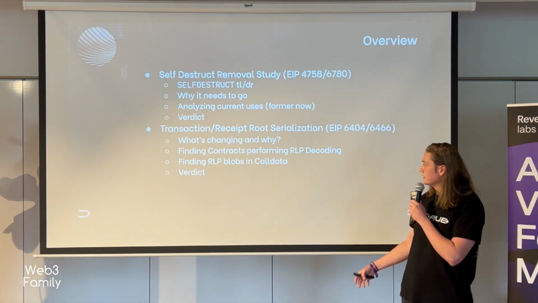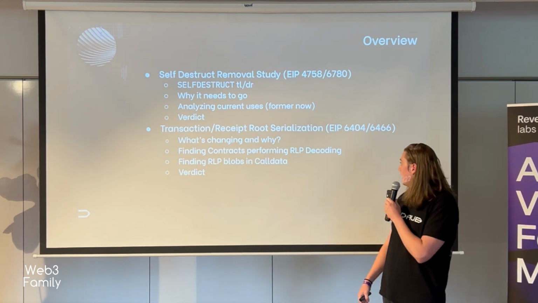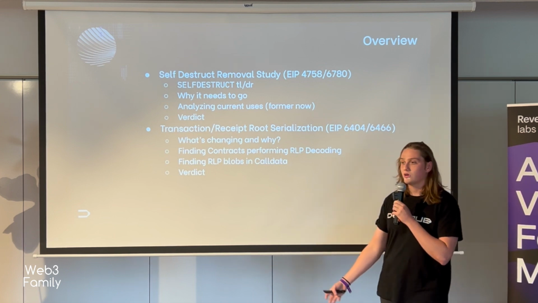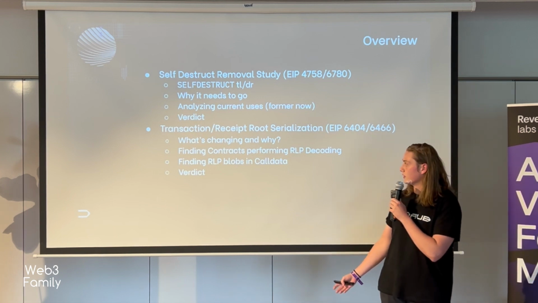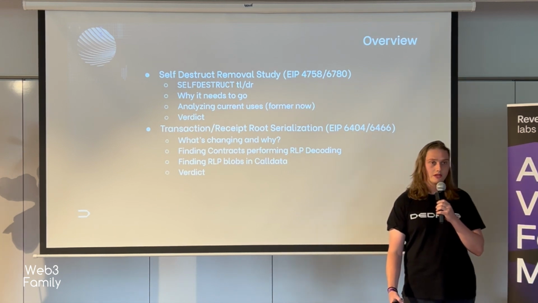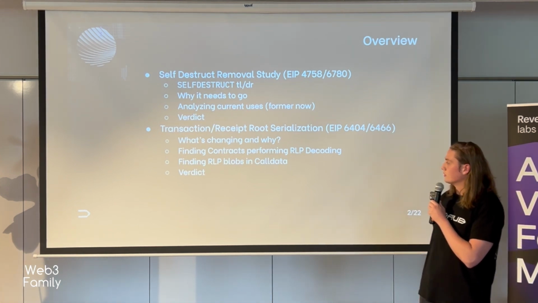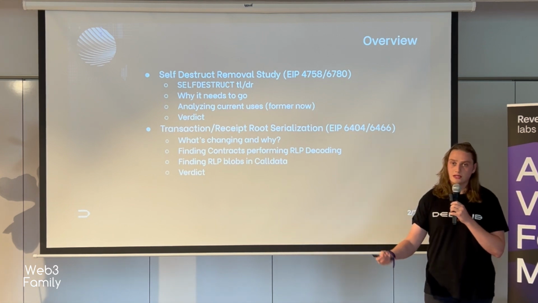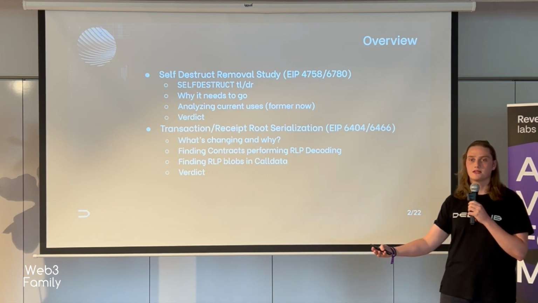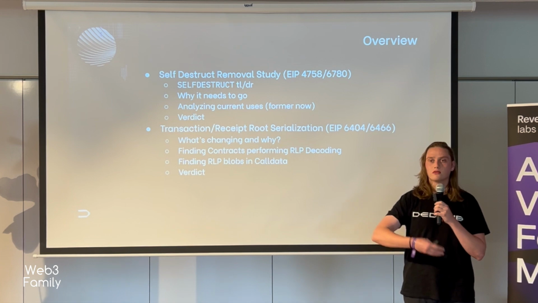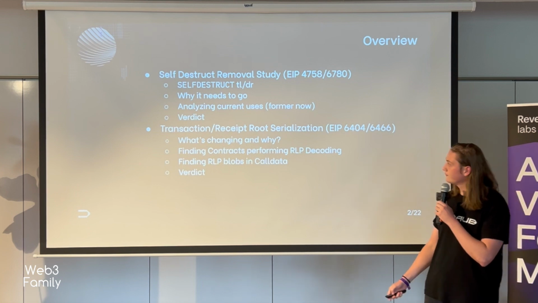The second thing I'll get into is the transaction and receipt root serialization changes. That's EIP 6404 and 6466. We'll understand what's changing and why it needs to change. Then we'll figure out how to find contracts performing RLP decoding, since that's one of the key things related to this EIP. We'll find RLP blobs in call data, so we're trying to find transactions that are dealing with these RLP blobs. That's related to the serialization. RLP is the serialization format used by ETH1. It's called a recursive length prefix. And then I'll give you the verdict of our second study.